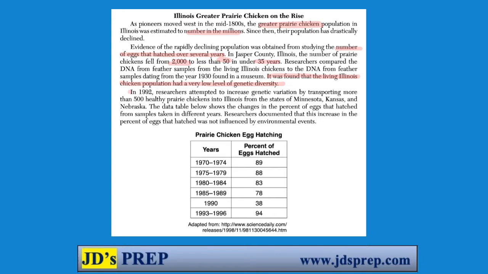So, in 1992, researchers tried to increase genetic variation by introducing more prairie chickens into the population from different states. This data table below shows the changes in the percent of eggs that hatched from samples taken in different years. Researchers have documented that this increase in the percent of eggs that hatched was not influenced by environmental events. So we're assuming that the data that we have here can be explained not by environmental events, but by likely genetic diversity.